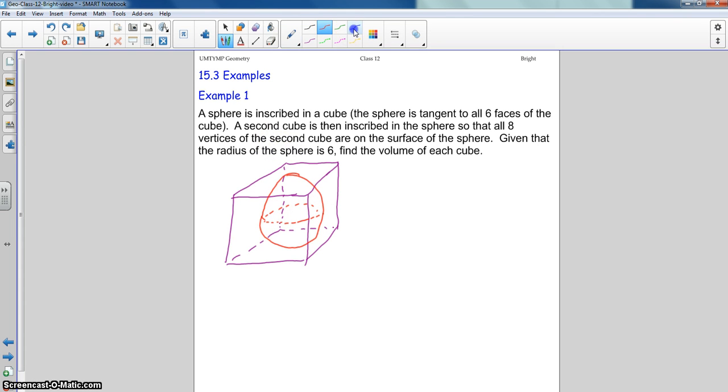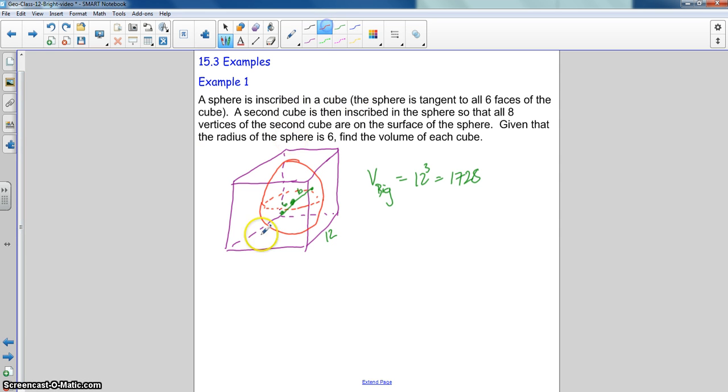And what I know is that the radius of this sphere is 6. All these sides are tangent, so this is 6, and this distance to the edge is also 6. Here's the center. Really what I'm saying is that if this sphere is tangent to all 6 faces, it meets each face at its centroid. So it extends from this side 6 units inwards and then another 6 units inwards, so the total side length of the cube is 12. As soon as I know the side length, that makes my life a lot easier. So the volume of the big cube is 12 cubed, or 1728. Okay, that's the first half of the problem.